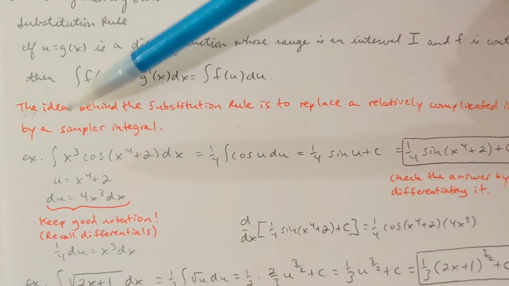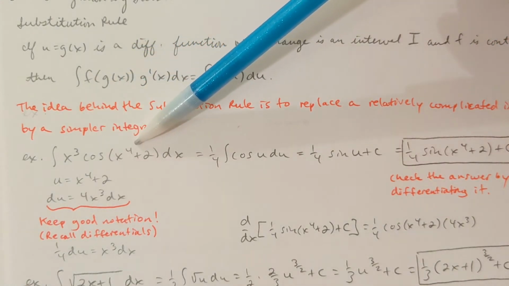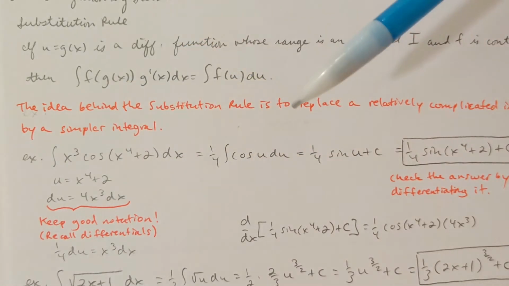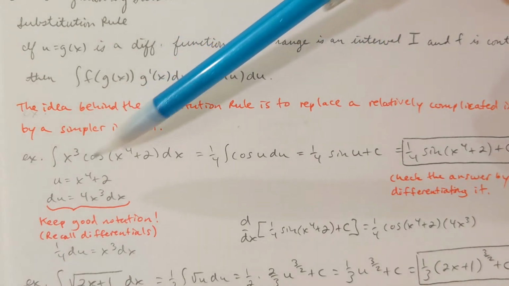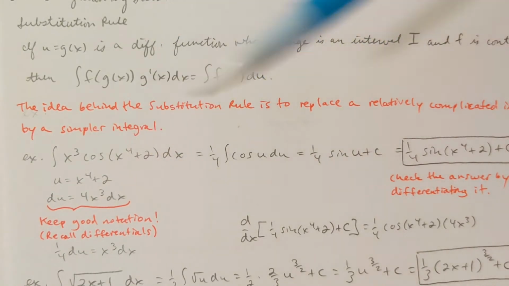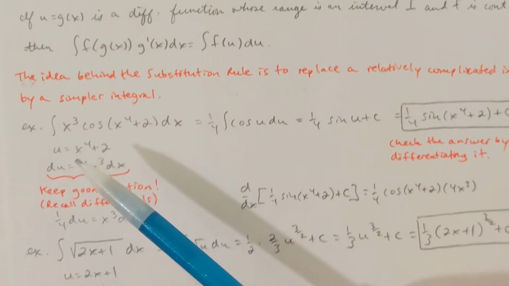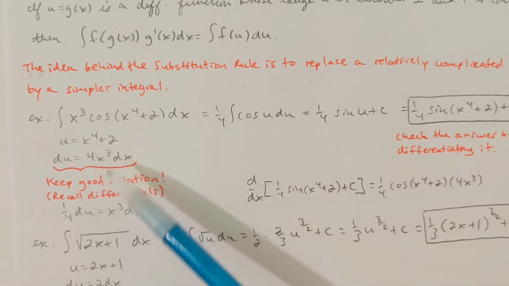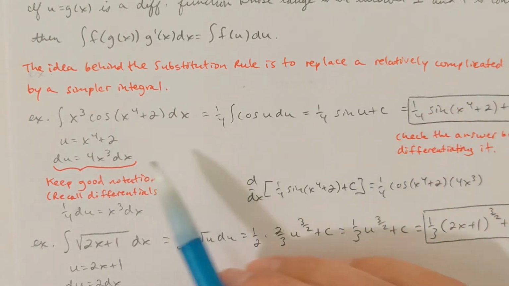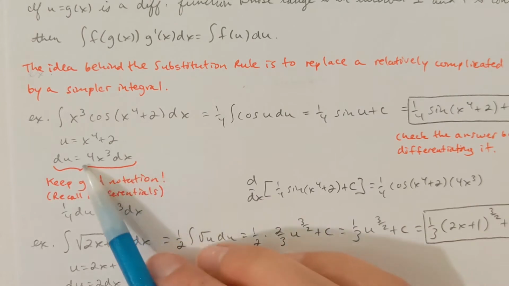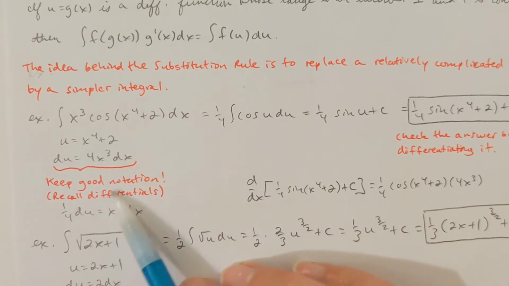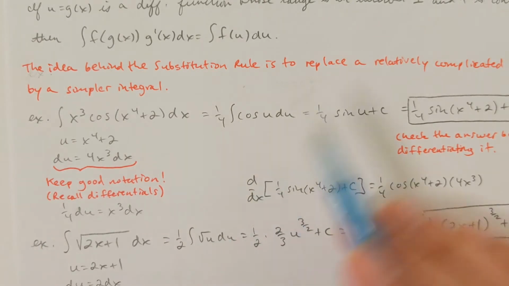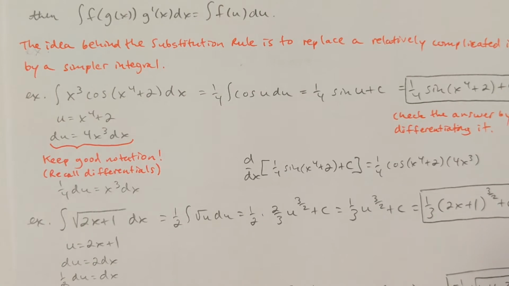Suppose I want to integrate x cubed times cosine of x to the fourth plus 2 dx. This would require a u-substitution. Now, if I were to let u be x to the fourth plus 2, then du would be 4x cubed dx. That'd be the derivative there. And of course, be sure that you keep good notation. Make sure that you've got dx or du or dy or whatever it is. I commented on that several times in the previous videos.